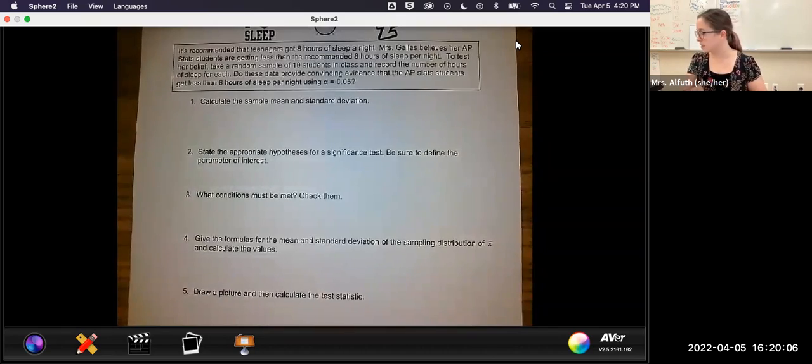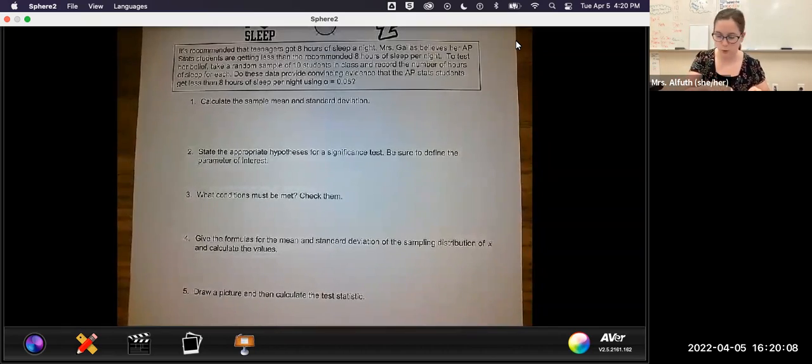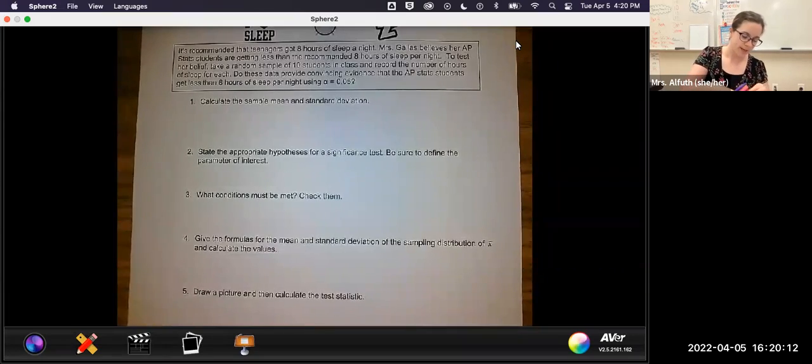We'll see how to use the T-table and also how to use the calculator for a few of these. So that's what we're going to do here. We're going to look at, are you getting enough sleep?